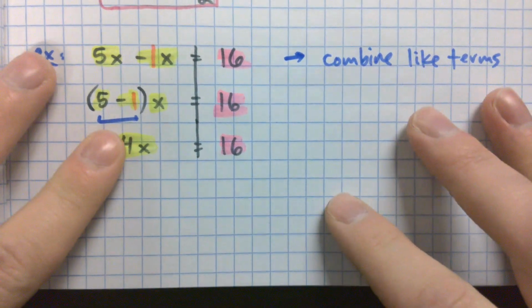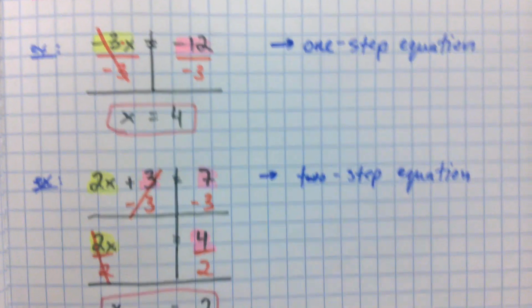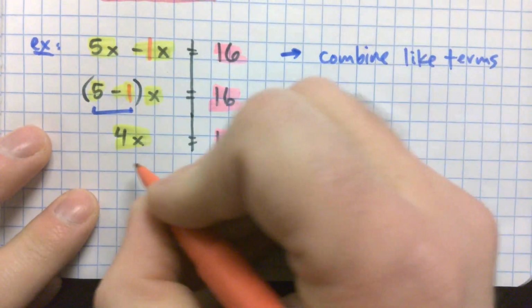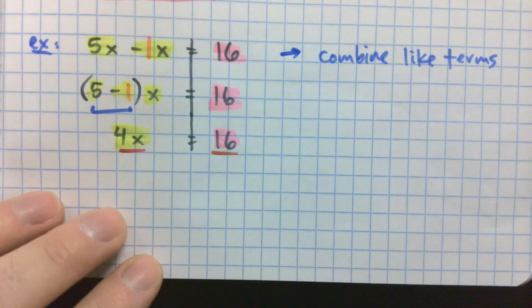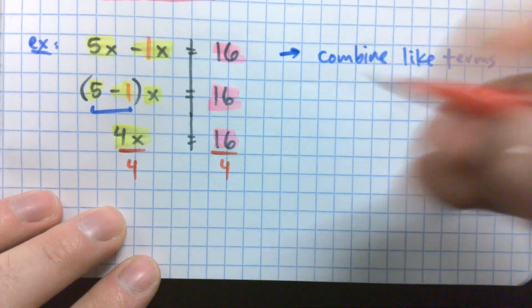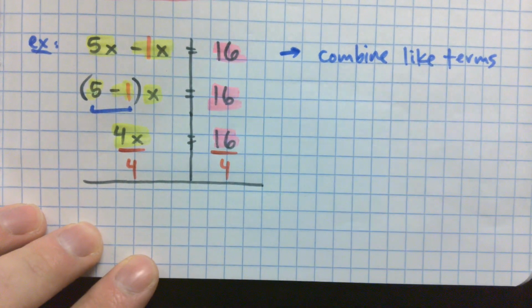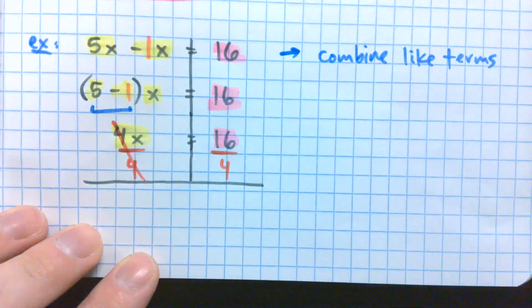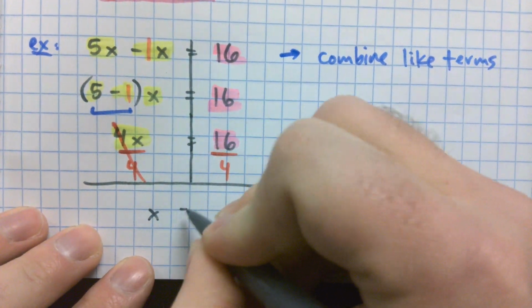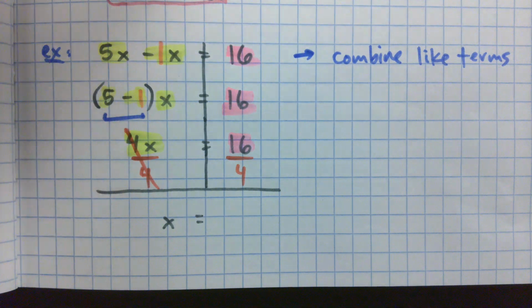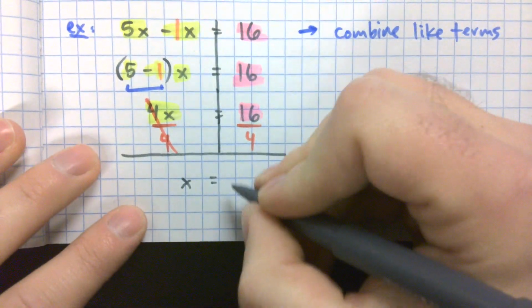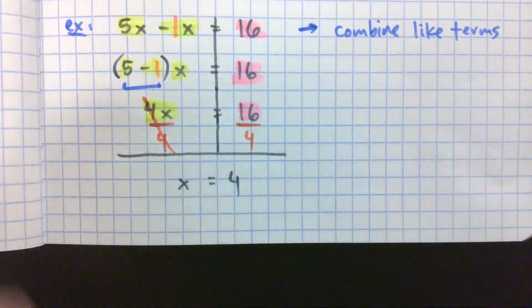Now we're right back to our basics, which is a 1 step. All we got to do is divide both sides by what? 4. That's right. When we do that, these 4's cancel out. And what would 16 divided by 4 give me? Just 4. That's right.